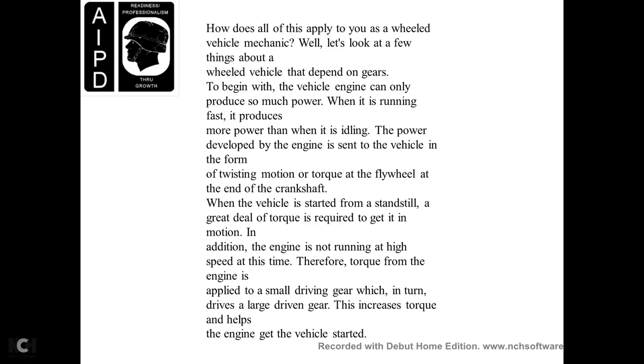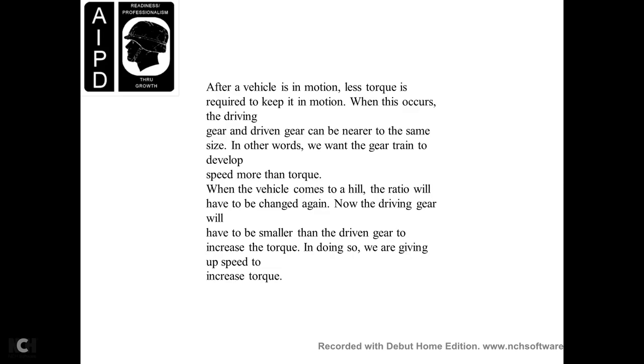In addition, the engine is not running at high speed at this time. Therefore, the torque of the engine is applied with a small driving gear to drive the large driven gear, which increases the torque and helps the engine get the vehicle started. After the vehicle is in motion, less torque is required to keep it in motion, so the gears can be nearer to the same size. In other words, we can give the gear train more speed or more torque. When the vehicle comes to a high hill, the ratio will change again, and the driven gear will have to be larger than the driving gear.